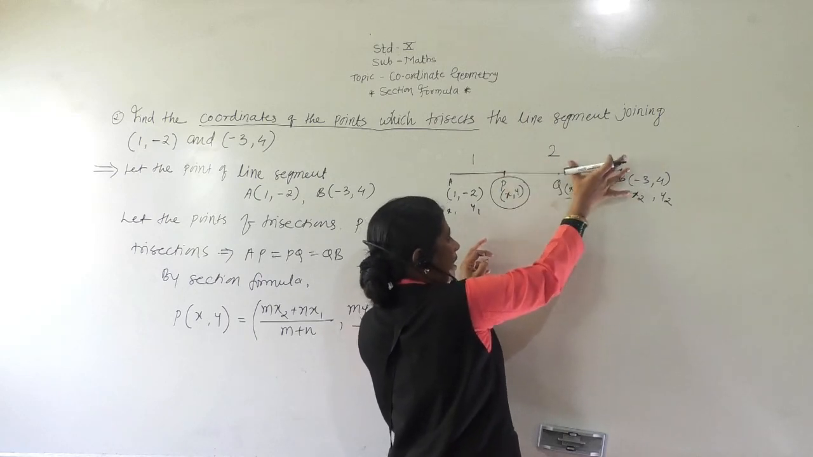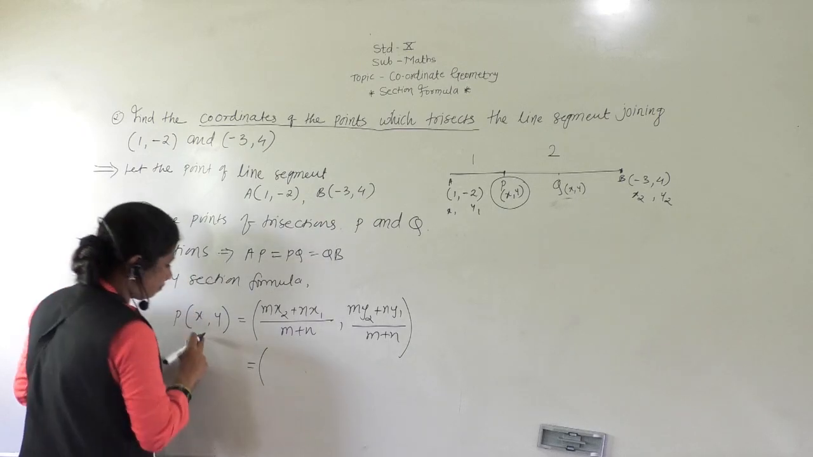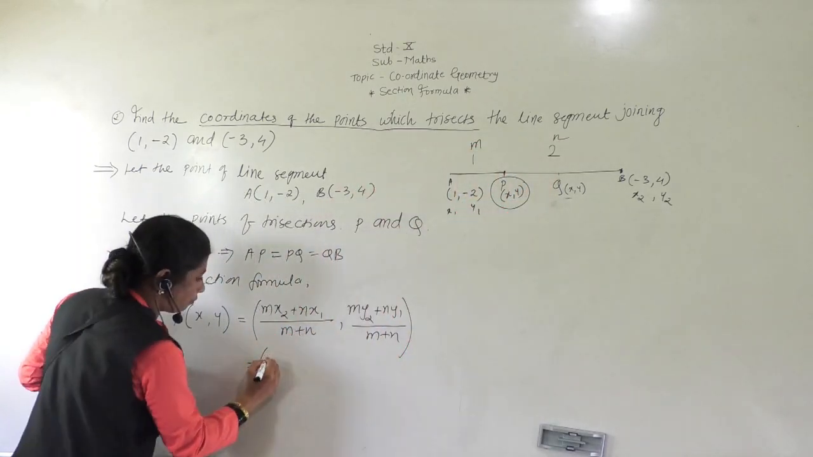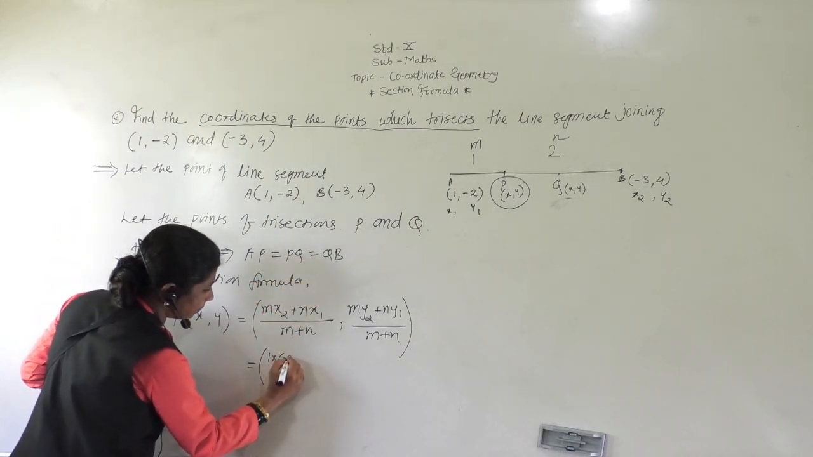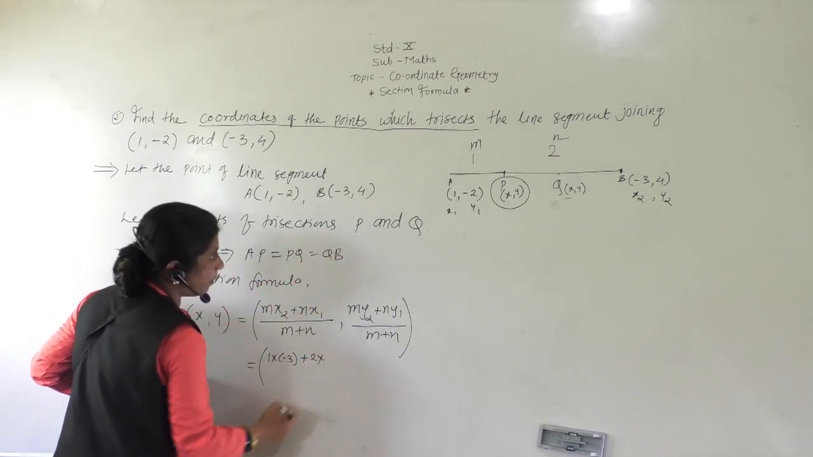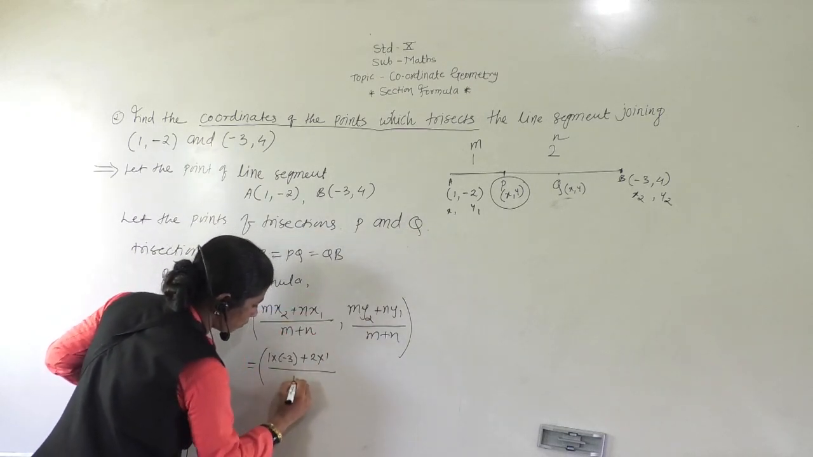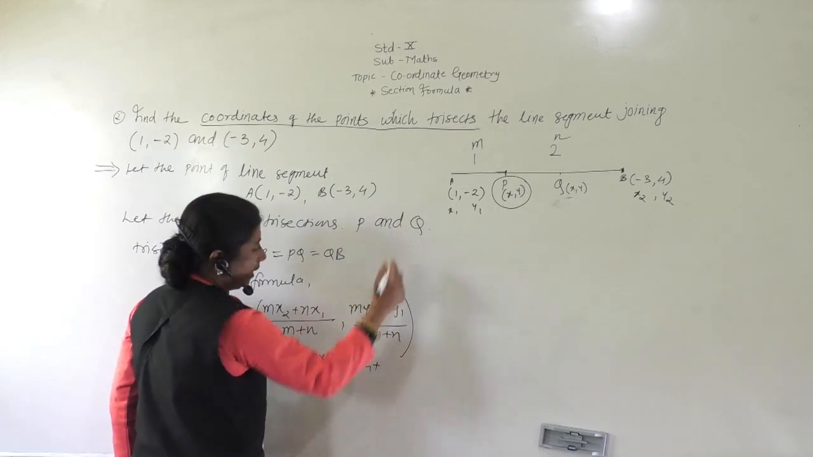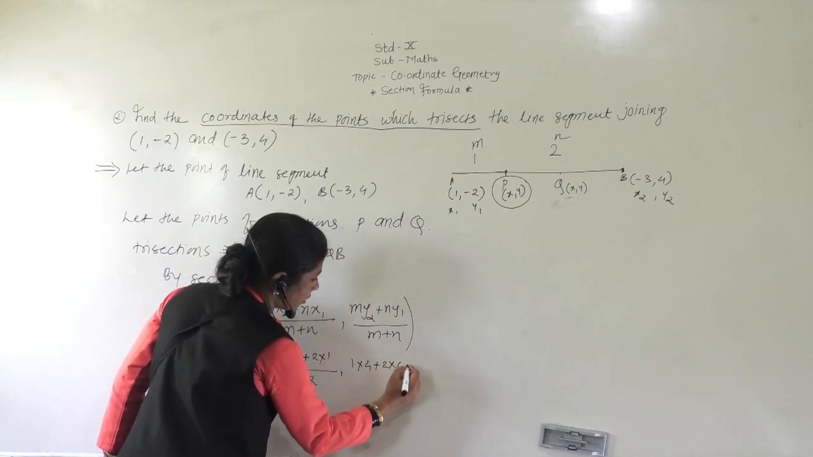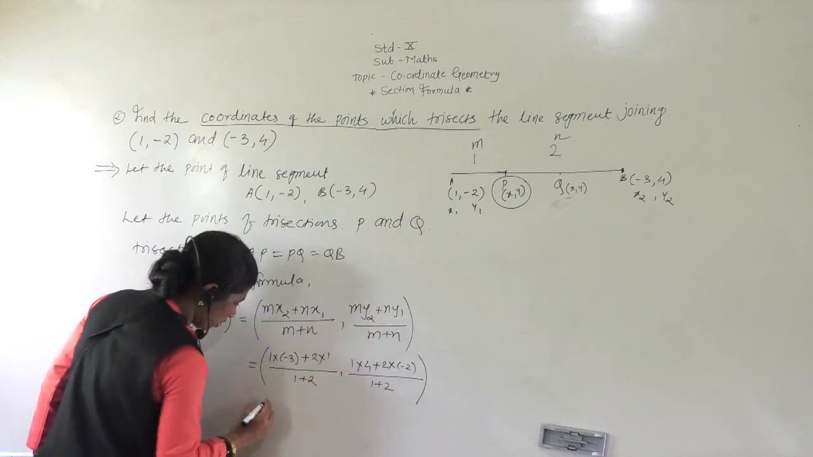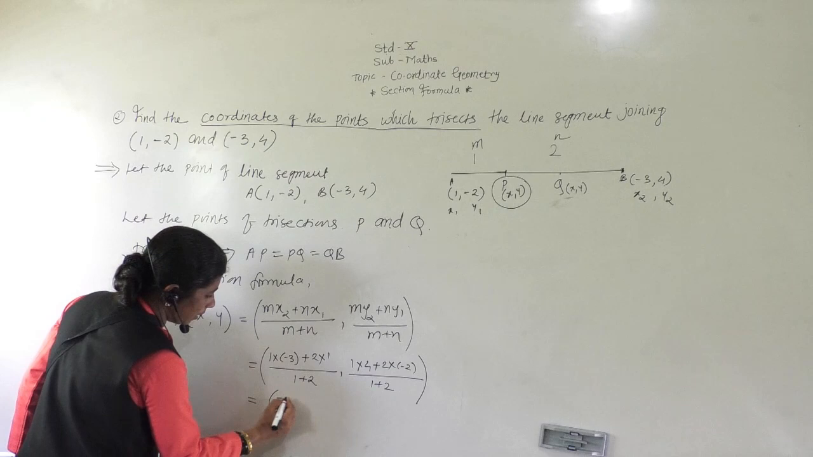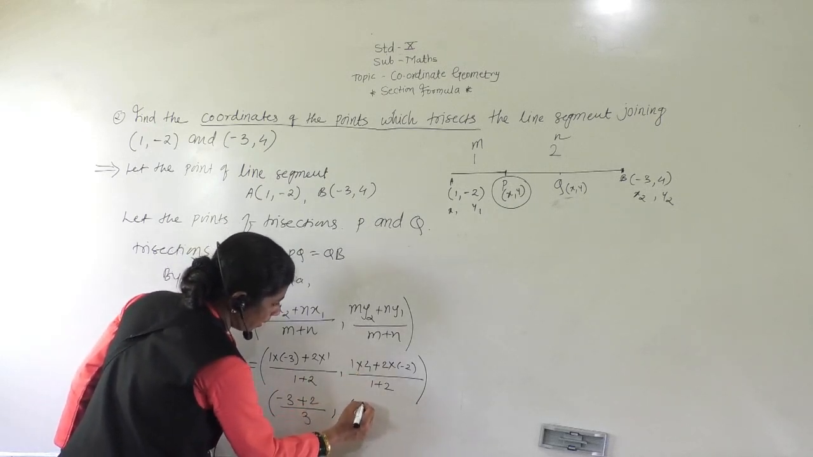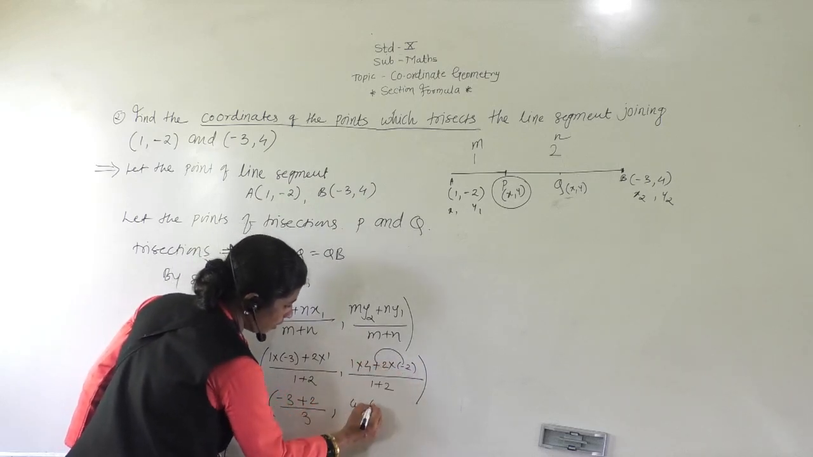Right? So here we will find the coordinates of P of x comma y. So m is what here? This is your m and this is your n. So m is 1 multiplied by x2, and x2 is minus 3, correct? Plus n, n is 2, multiplied by x1, x1 is 1, upon m plus n, which is 1 plus 2, comma m y2, where y2 is 4, plus n, 2, multiplied by y1, minus 2, upon 1 plus 2. Correct? So here you will get 1 times minus 3 is minus 3, plus 2 times 1 is 2, upon 1 plus 2, 3. Here 1 times 4 is 4 plus 2 times minus 2 is minus 4, by 3.